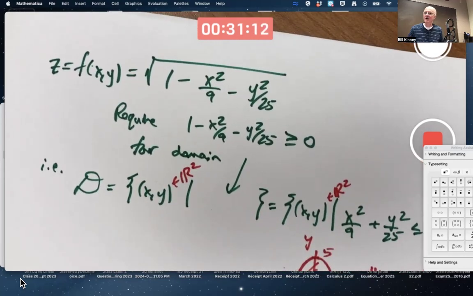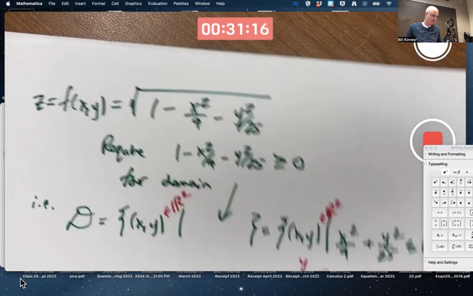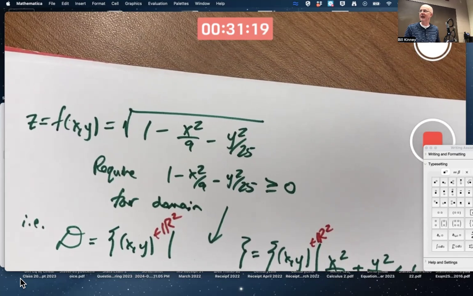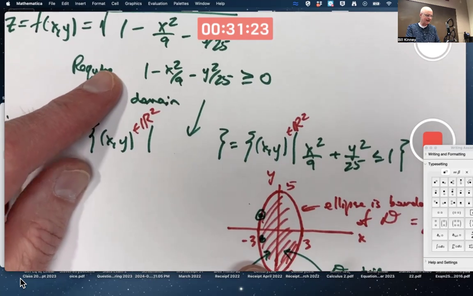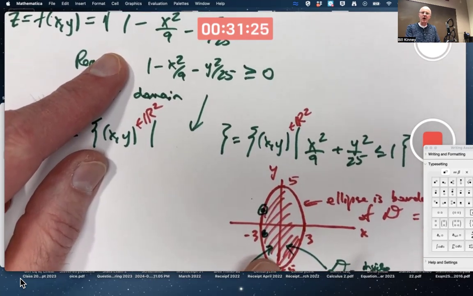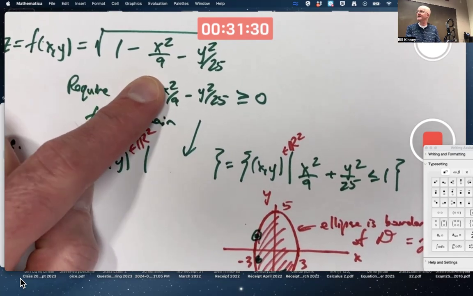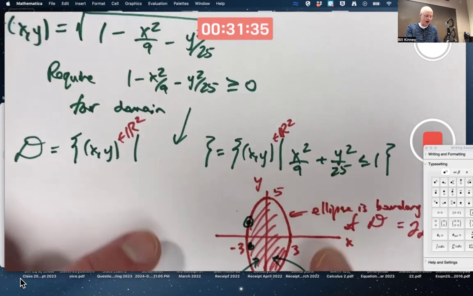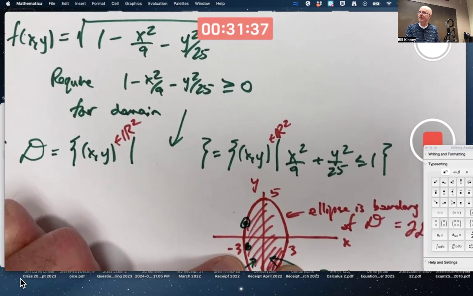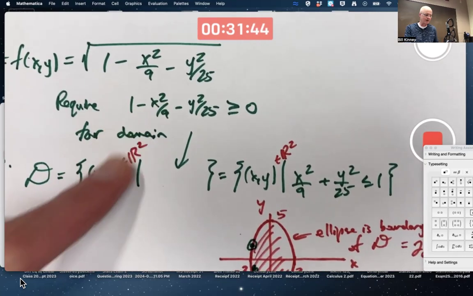You can optimize this function without calculus. How? Just think about it. Thinking about this function over this domain, as you approach the boundary, what happens to it? The outputs get close to the square root of 1 minus 1, because you're getting close to where this equals 1. The boundary, the ellipse. In fact, along this ellipse, the output of the function is 0.